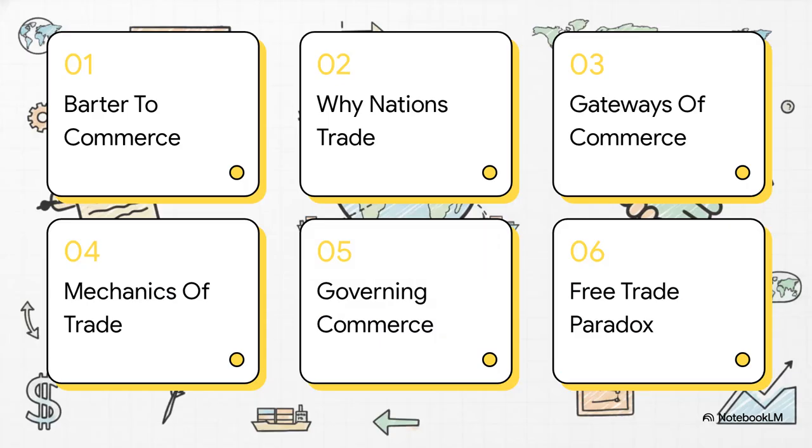To make sense of this massive topic, we are going to use a step-by-step zoom-out approach. We'll start with from barter to global commerce, then explore why do nations trade, gateways of global commerce, the mechanics of modern trade, governing global commerce, and we'll wrap up with the free trade paradox.